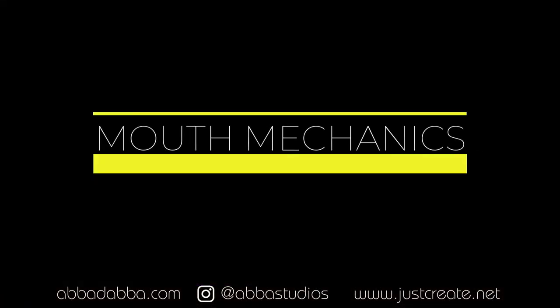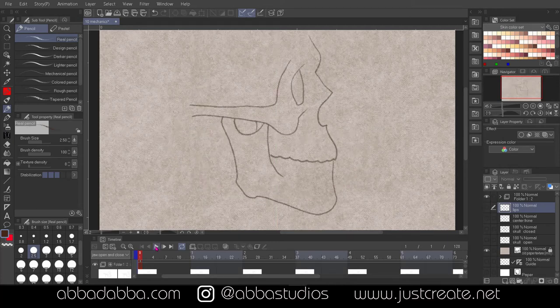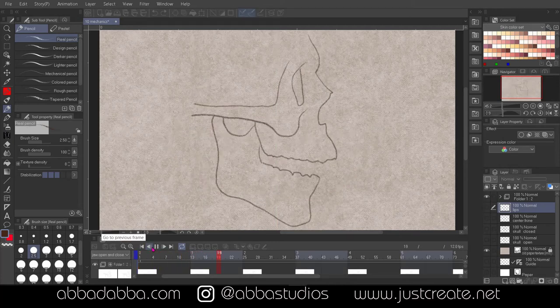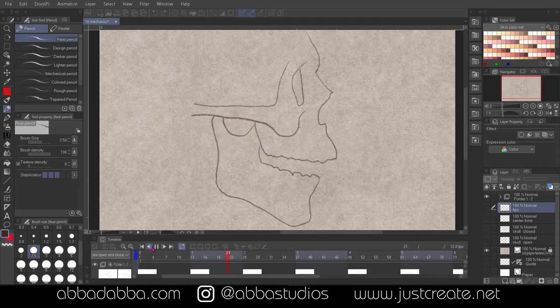The mouth mechanics. Balance the forms on both sides of your middle construction line. The bones are fixed in place. The jaw only opens and closes. The expressions of the mouth are what fit in between. So really you're distorting the mouth from its normal sitting, resting position.